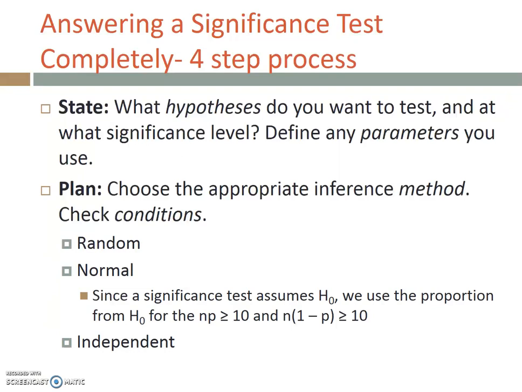In the next step, the plan, you need to say the appropriate inference method. So what test are you going to use? Then you need to check your three conditions. Same conditions as before when we were testing for proportions. It needs to be random, normal, and independent. A significance test is assuming that the null is true. So we're going to use the proportion from the null to see if that's greater than or equal to 10 when multiplied by the sample size n. And then independent, remember we checked that 10% condition unless it came from an experiment, and then we just say it's independent.